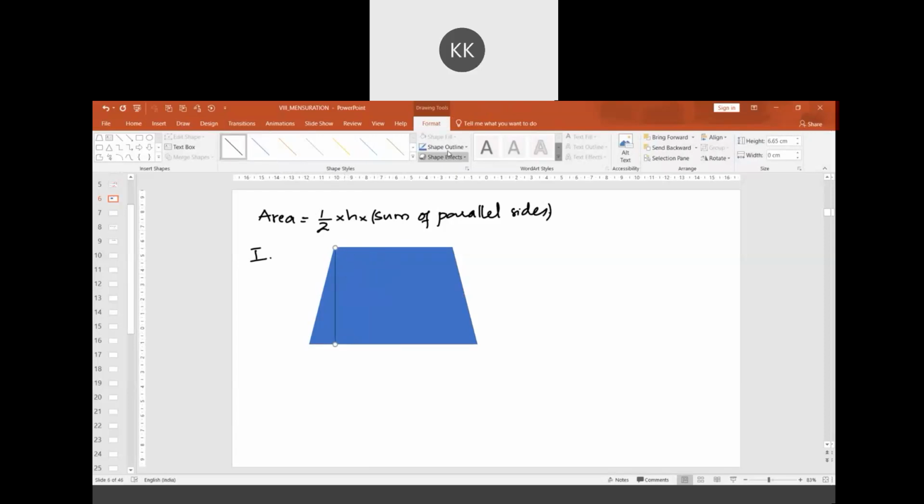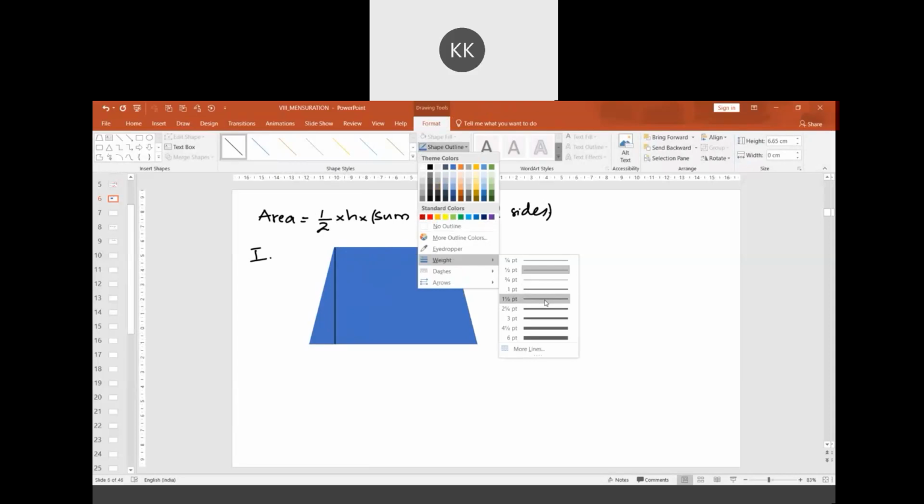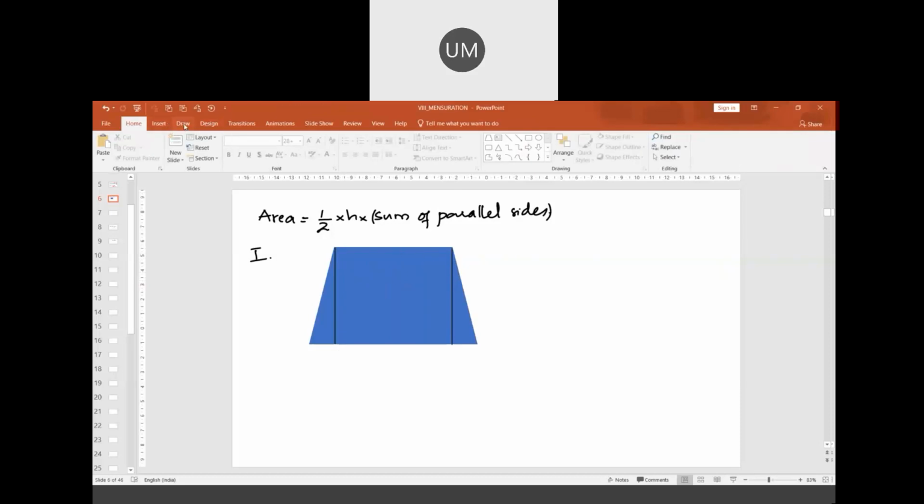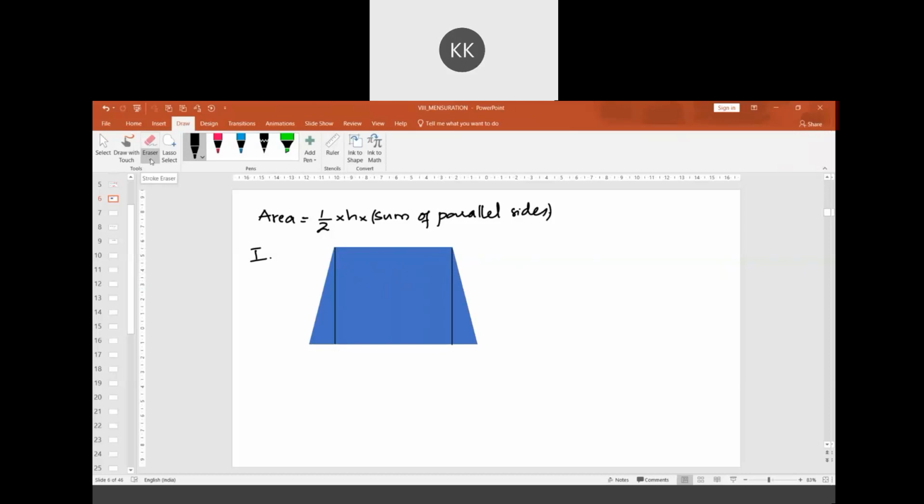Visible now? Yes, sir. So one more perpendicular here. You must know that the perpendicular distance between the parallel lines will be same. That is, these two sides are parallel. Suppose if I name this as ABCD, AB is parallel to CD. This is known to us because it is a trapezium. The distance between these two parallel sides, I'll call it as H.